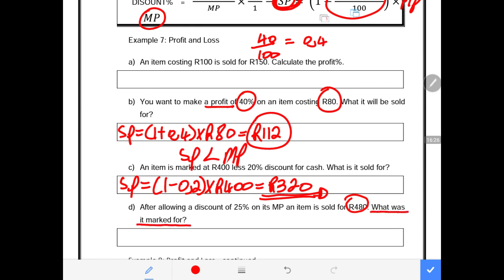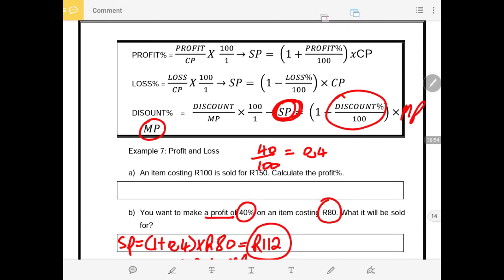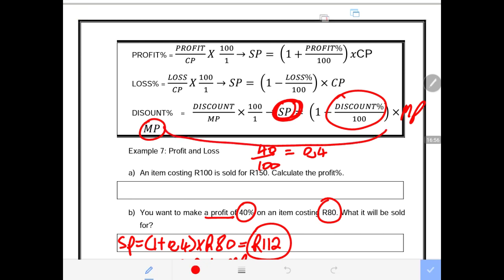Then we are given the MP, which is our marked up price, and it says what was it marked for. After allowing a discount of 20% of the marked up price, an item is sold for 480. So we are given the selling price of 480. We have the selling price, we have the discount. What are we looking for? We are looking for MP. It says what was it marked for. We are looking for the marked up price.